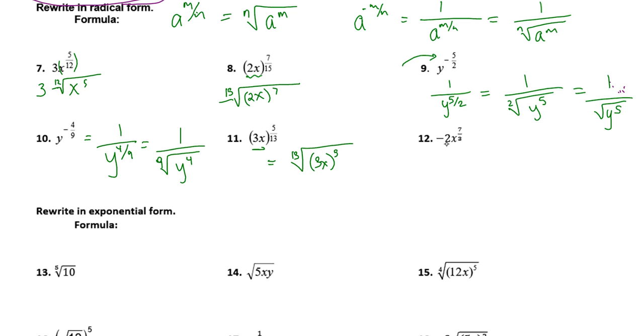All right, this one right here, look, it's negative 2, but there's no parentheses. So my answer is just going to have negative 2 out in front. Looks like a 3 out on the shelf and x to the 7th on the inside.